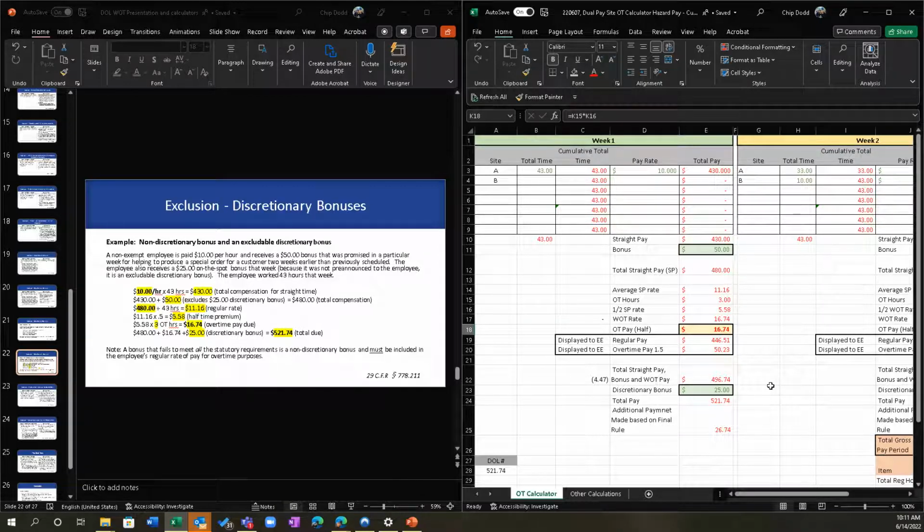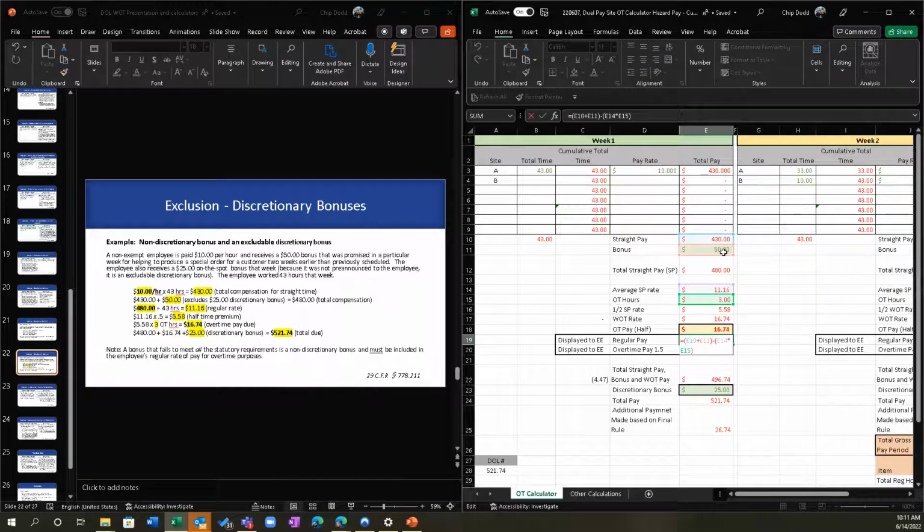The employee is not used to seeing just the half. They're used to seeing their normal 40 hours and then the 3 hours times 1.5 of their pay rate. So what I did here is I added these boxes that show what would be displayed to the employee for that work week on their paycheck. So it's going to be the 446 and the 50 in overtime. If you look at the 446, it's the straight pay, including the bonus, because that is factored into their straight pay.